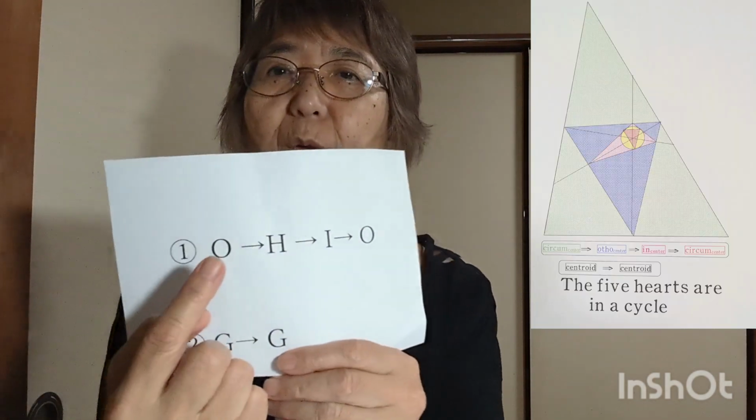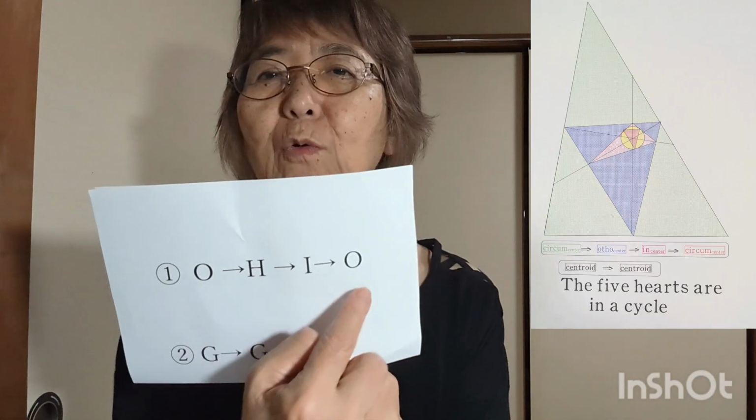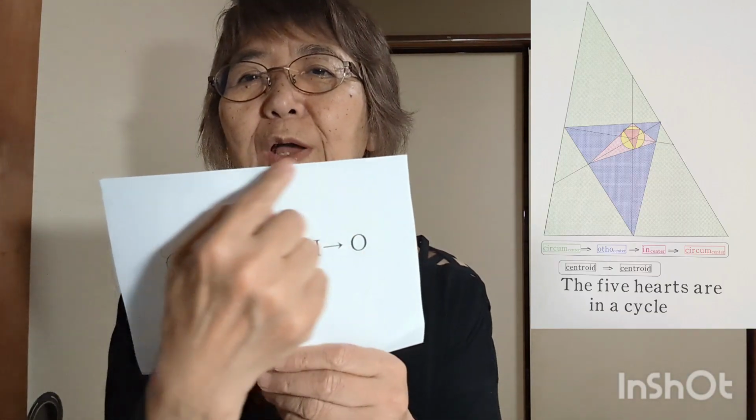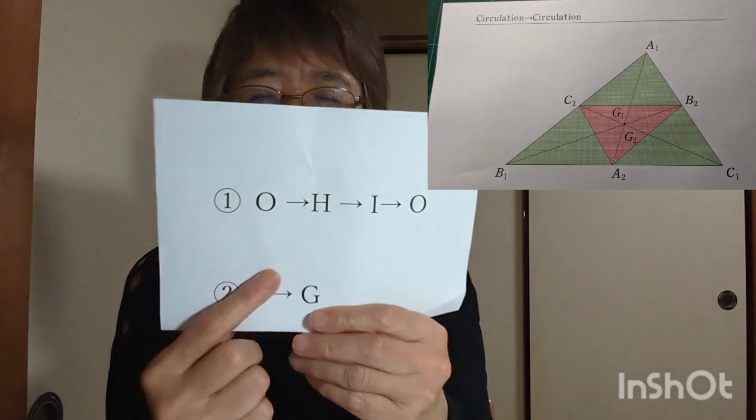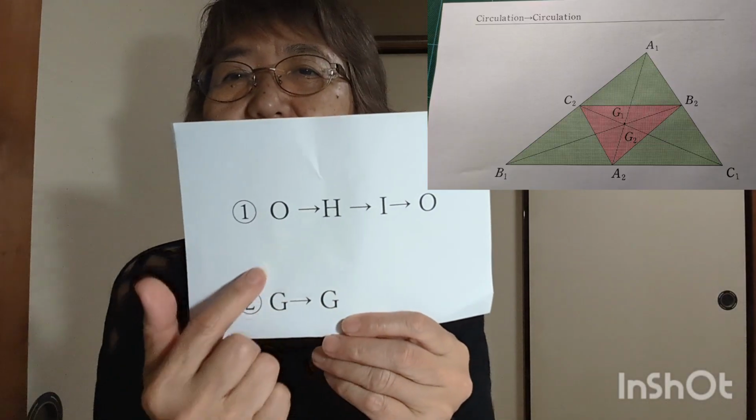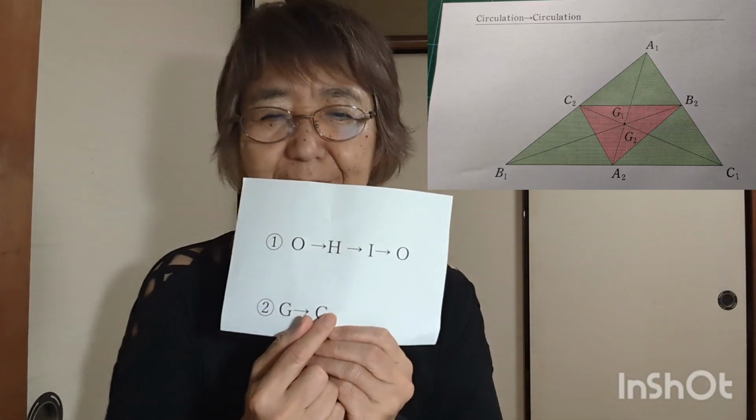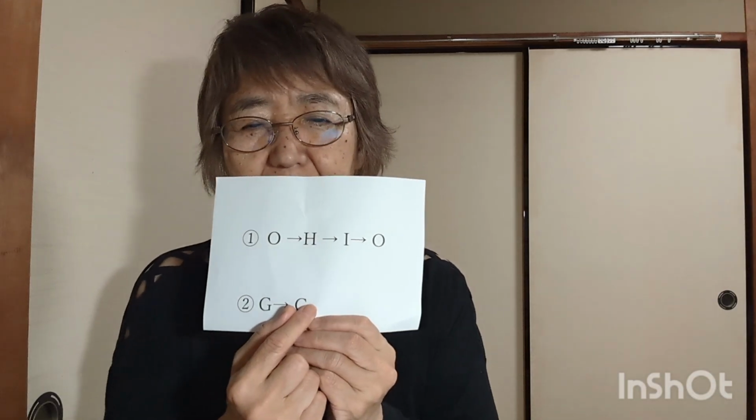Let O be the circumcenter, H the orthocenter, I the incenter, and G the centroid. O, H, I, O, H, I, O, H, I, O, continue infinitely. G, G, G, G, G, G, continued infinitely.